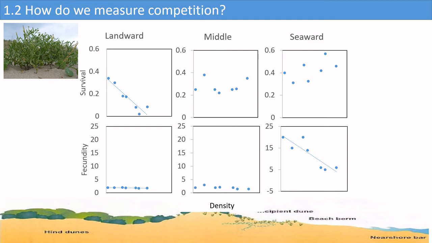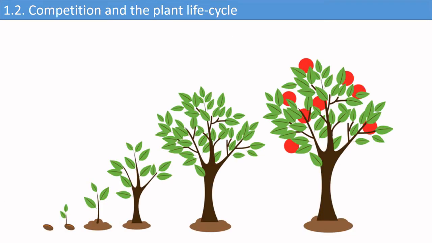So survival was measured very early for the small plants, and fertility obviously can only be measured for the adult plants. So different life stages have different competition intensities in different environments. And this leads me to the next point, that competition is dependent on the plant life cycle. It has been theorized that in the seedlings, in the smallest plants, there is mostly competition for space. The plants are trying to grow as much as possible, take as much space as possible. So when they're small, they're mostly competing for space because this is the limiting factor, as we saw in the pots of Centaurium erythraea.